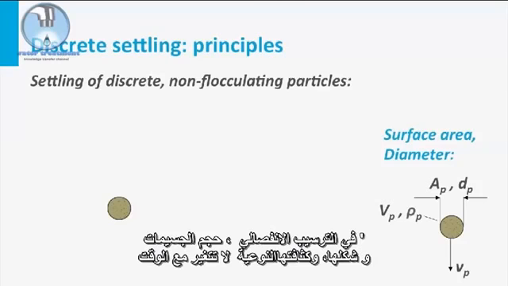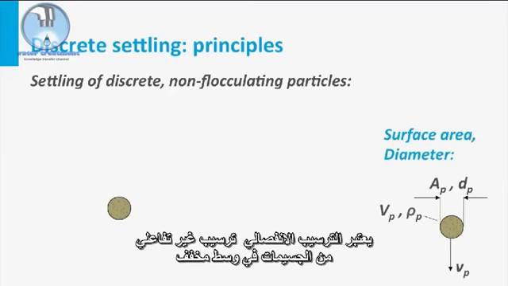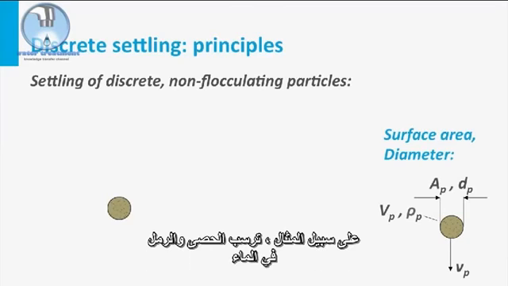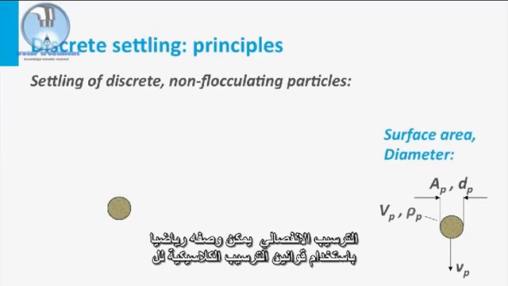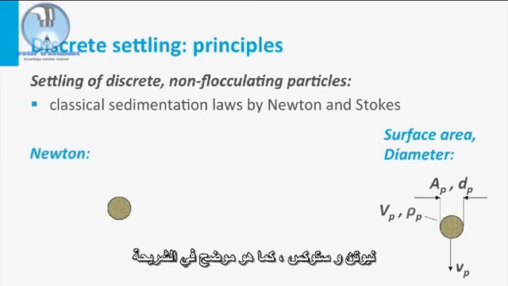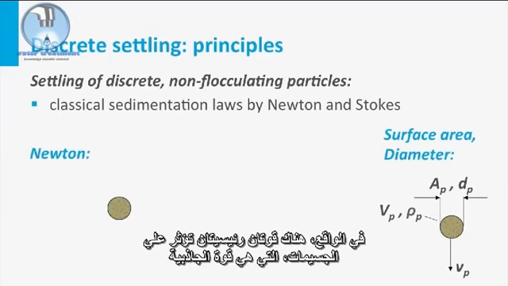In discrete settling, the particle size, shape and specific density do not change in time. Discrete settling is regarded as a non-interactive settling of particles from a dilute suspension. For instance, the settling of grit and sand in water. During the settling, the particle velocity accelerates until a constant velocity is reached. Discrete settling can be mathematically described using the classical sedimentation laws of Newton and Stokes, as illustrated in this slide.